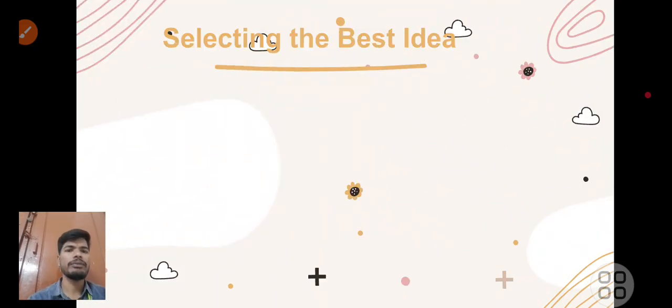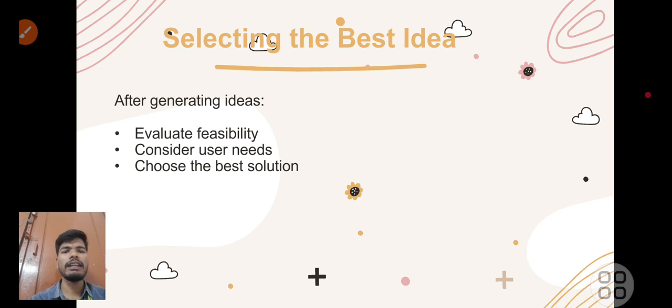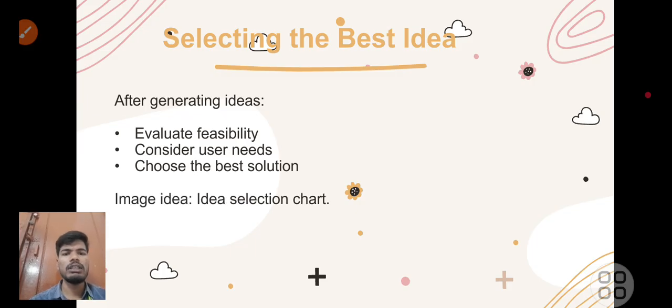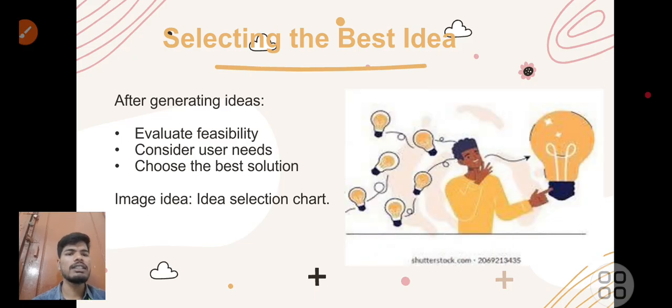Selecting the best idea. After generating ideas, evaluate feasibility, consider users' needs, choose the best solution. Image idea, selection chart. We can see that many ideas are coming into one solution that can be created by our own.